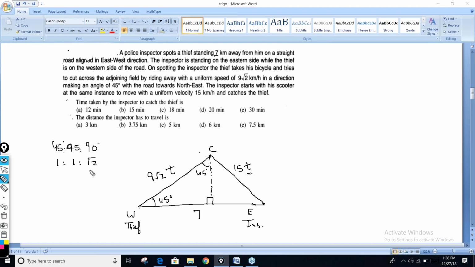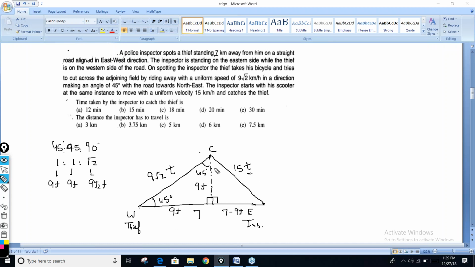In front of 90 degrees, that is 9 root 2 t, given. So root 2 denotes 9 root 2 t, so 1 will denote 9t. And this will also denote 9t. So this part will be 9t and this part will also be 9t. Complete is 7, this is 9t, so this distance will be 7 minus 9t.